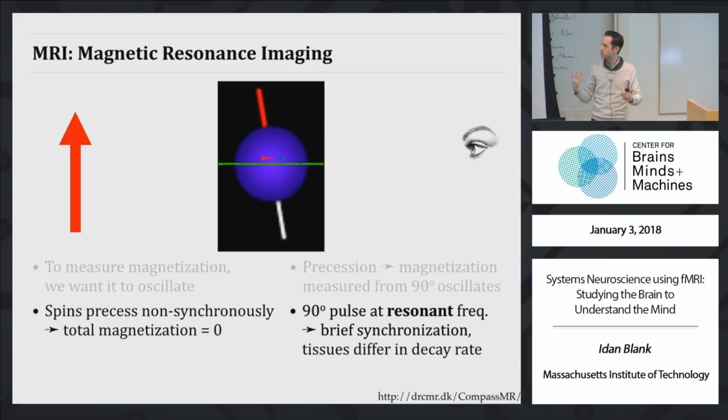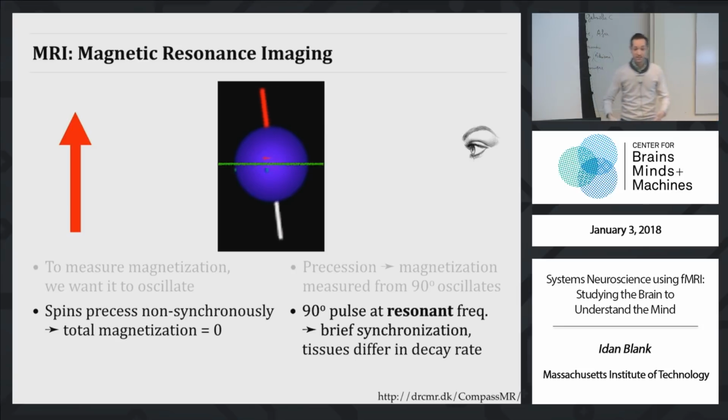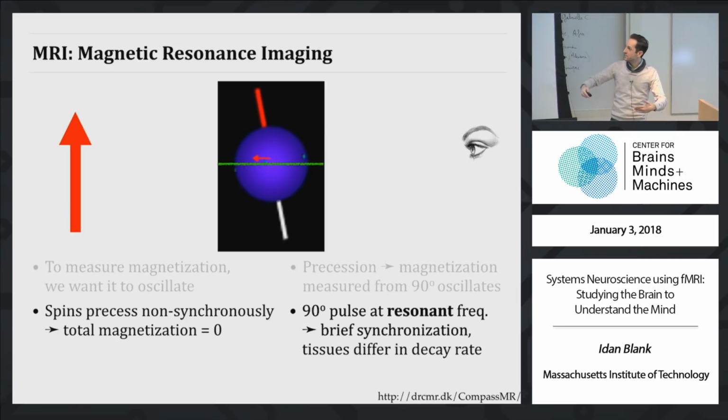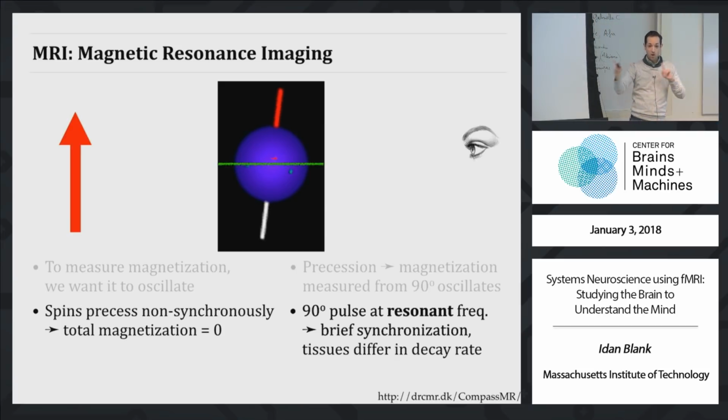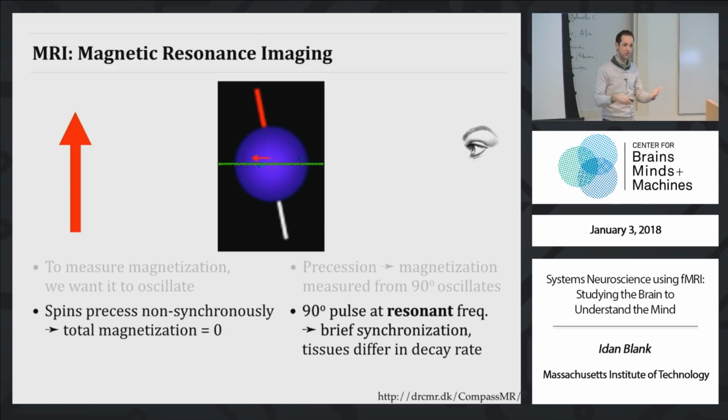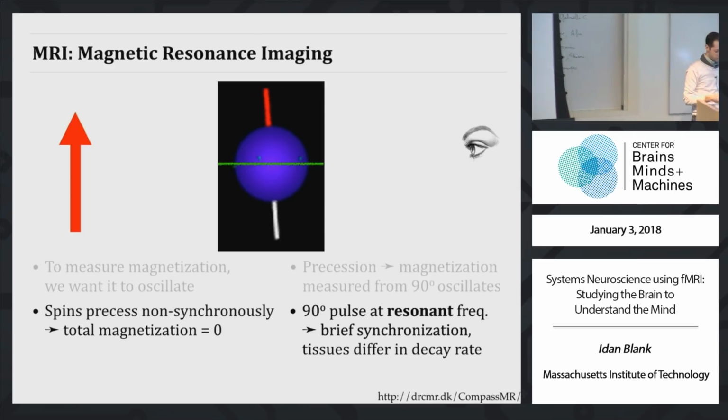So in some tissues, desynchronization happens really fast. In other tissues, desynchronization happens more slowly. And so if we freeze this system in time and take a picture or measure the magnetization, we can tell different tissues apart because we'll see that different parts of our image have different strengths of signal. The tissues that are most synchronized will have the strongest signal. The tissues that are less synchronized will have the weakest signal.